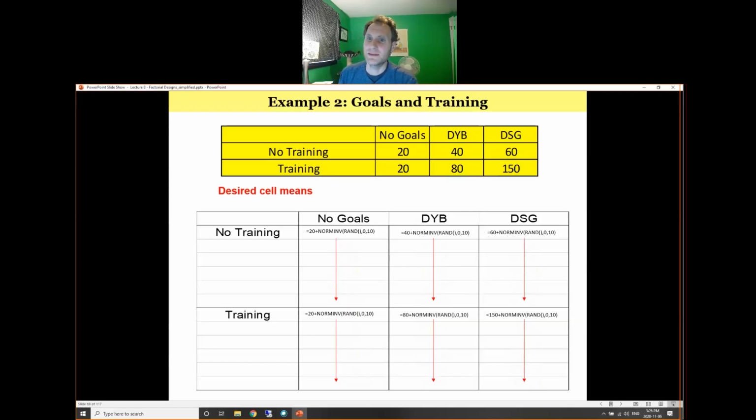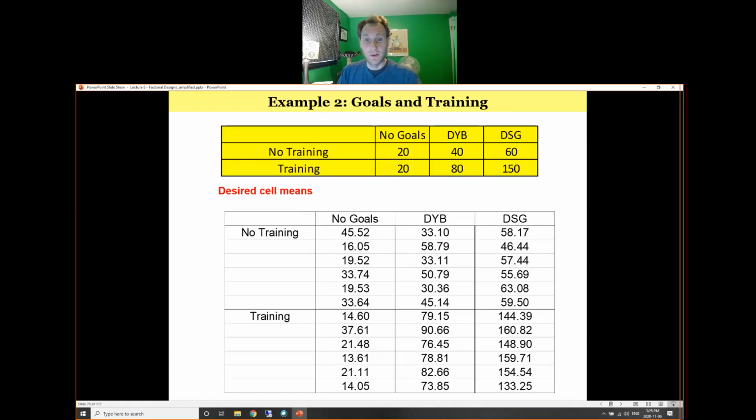Well, let's move forward. I fill in those cells and I get data, right? The Excel program pulled out 6 random numbers from those distributions for each cell and gave me my data.